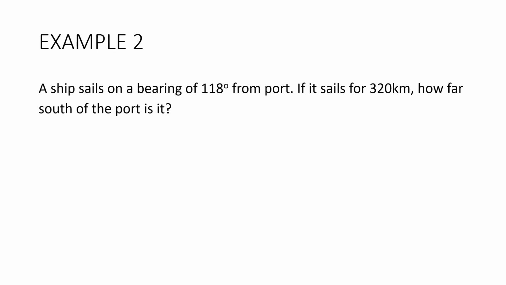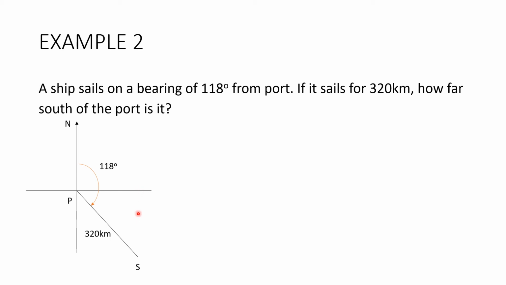Here's our second example. A ship sails on a bearing of 118 degrees from port. So we want our compass to have P at the center. The ship is leaving port, and 118 degrees is sort of down here somewhere. So let's draw that line in, and here's our ship. If it sails for 320 kilometers, so that's that distance there, how far south of the port is it?